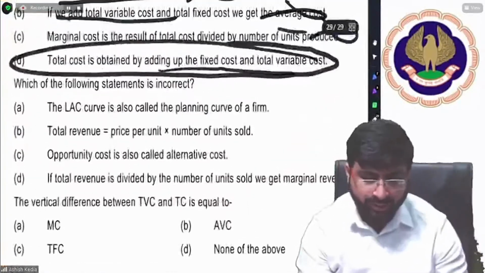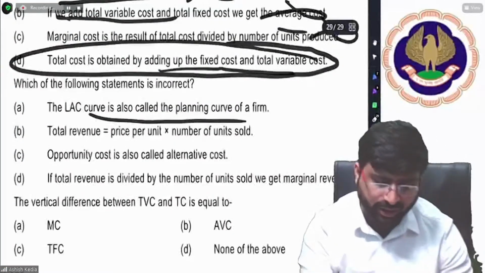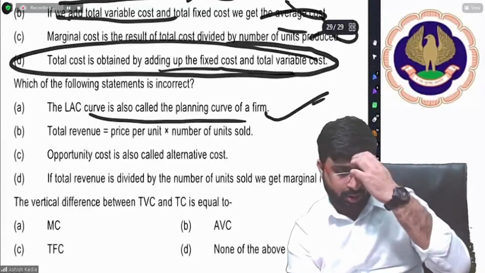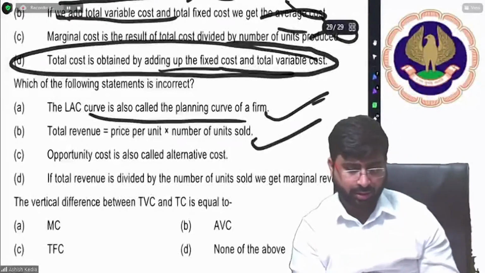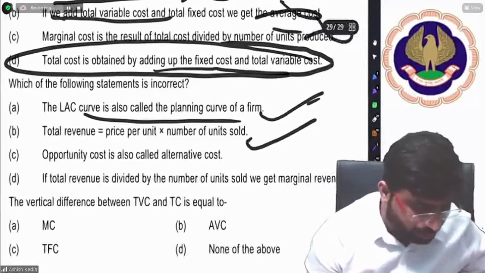Which of the following statements is incorrect? LAC curve is also called the planning curve. Correct. Now the next one: Total revenue equals price into units sold. Yes. Okay, let's move on to the next, 81 part C.